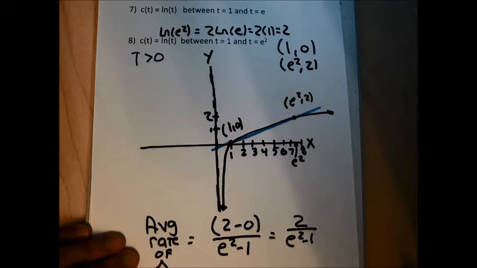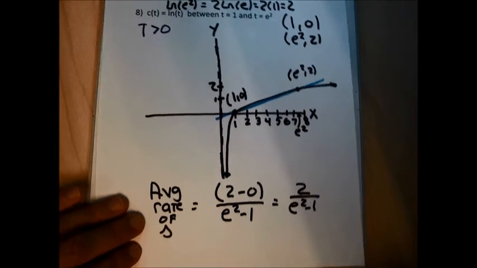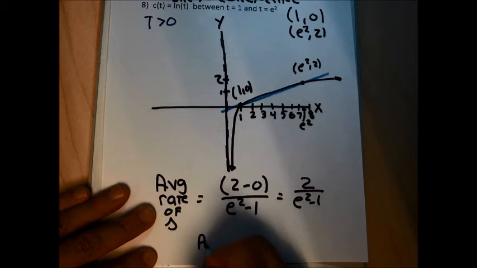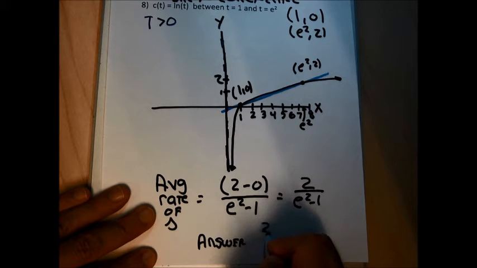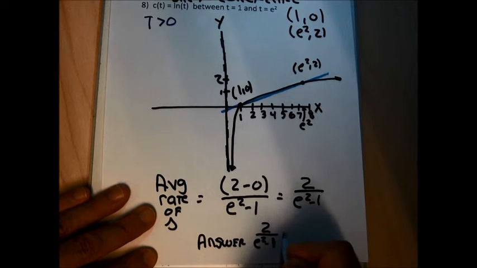That's a beautiful answer. If you want to, you can leave that as your answer, or you can give a decimal equivalent. There's no way to simplify this without pulling out my calculator and giving a decimal. So a perfectly good answer to what the average rate of change is, is the fraction 2 over e squared minus 1. That's the slope of that line.